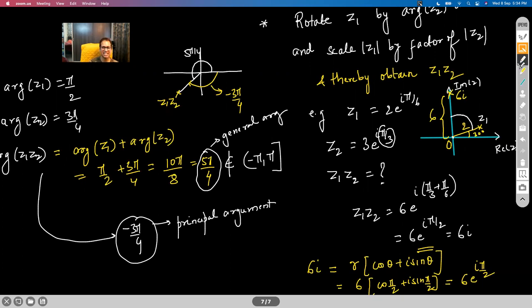Means I think the conversion between polar to Euler is not that clear as of now. Nothing to do. You know the modulus, you know the argument, right? So r e to the power i theta, that's the Euler form representation. But of course, write your theta in radians. Don't write i 90, that will be wrong. There is some convergence scenario that should be satisfied, but I don't want to get into that.